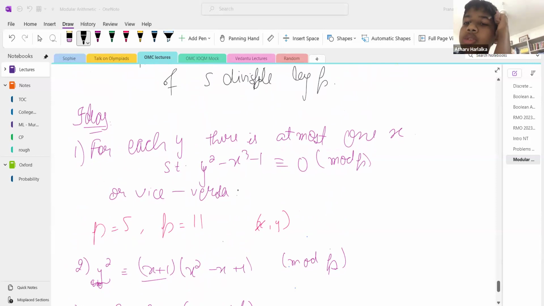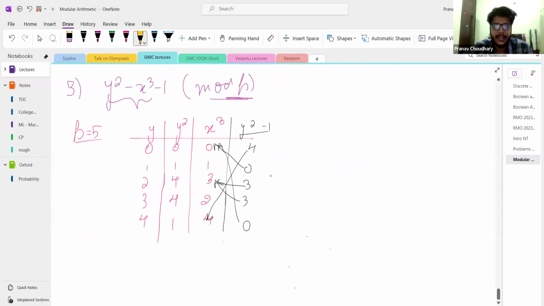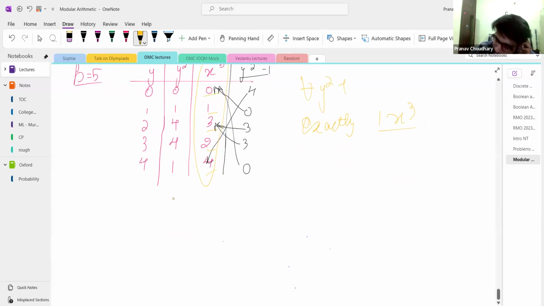Yeah, I see that you see the solution. It's fine, I know that you know the solution. So let's try to prove this. I see here it's a one-to-one correspondence: for every y square minus 1, I get exactly one x cube. And x cube gives all distinct values 0, 1, 2, 3, 4. These cover all the residues modulo p. In general, I also tried p equals 11, just to confirm.